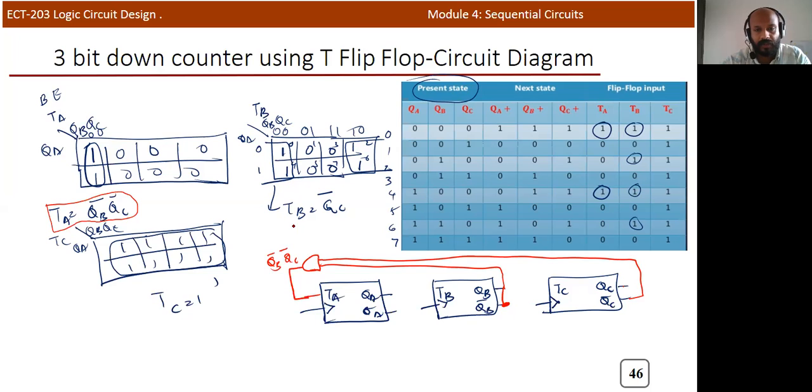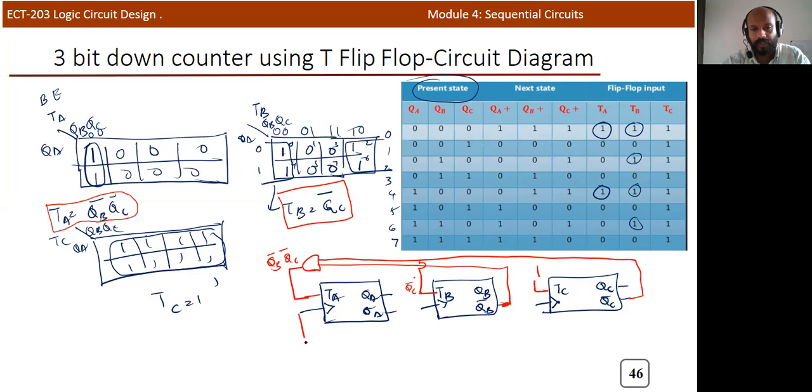Now TB is equal to QC bar. So this is the next equation, TB is equal to QC bar. QC bar is already available at this particular point, so you can connect here. You can redraw this again. This is QB bar, and now we need QC bar. So this QC bar is connected here. Now TC is equal to 1, so TC should be connected to 1.